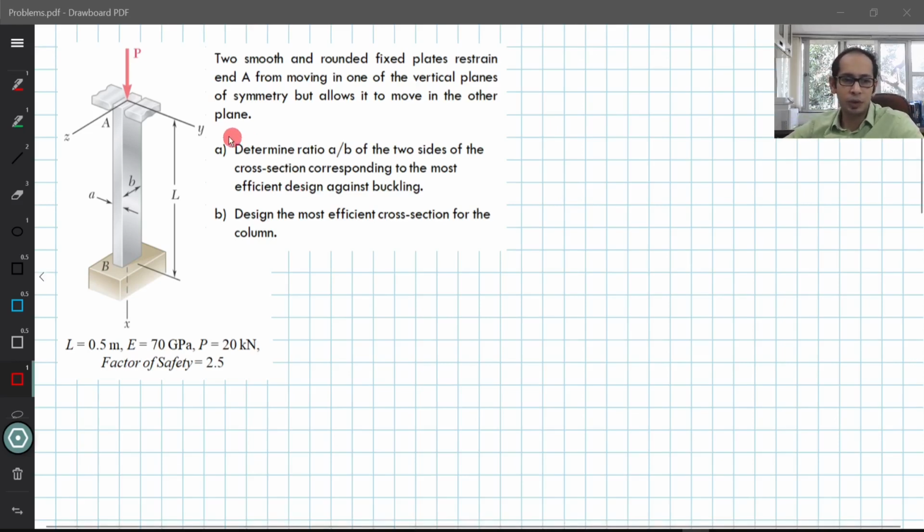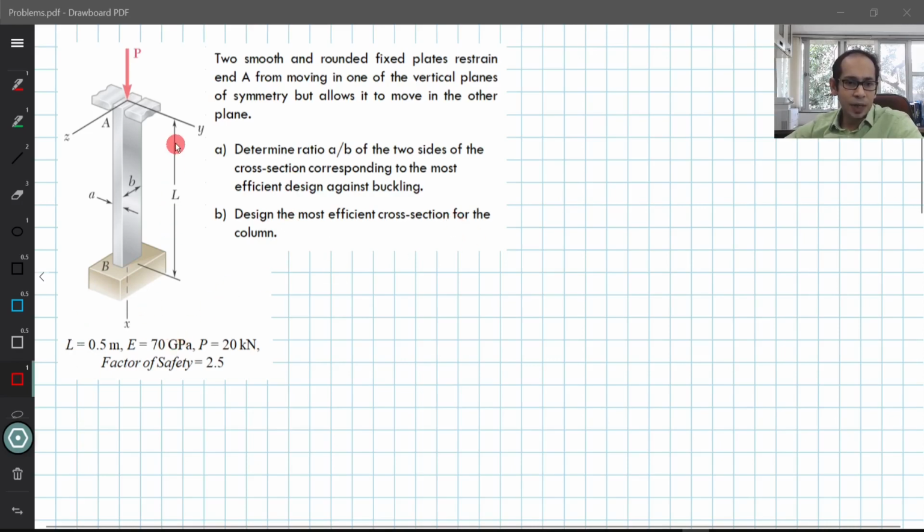So essentially what you're trying to do is that the PCR for one, for example when it is buckling about the YY axis, will be equal to PCR2, that is the buckling about the ZZ axis over here. Now once you have determined that ratio, that these two buckling loads are equal about both the axes, what the problem asks you is to design the most efficient cross section of the column.